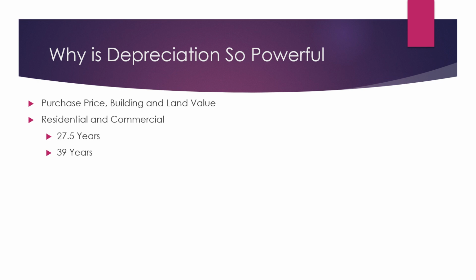Also, as you might imagine, there are different years of depreciation. Residential, so you can think of this as 4 units and below, has a depreciation schedule of 27.5 years. And commercial, so think 5 units and above, is 39 years.